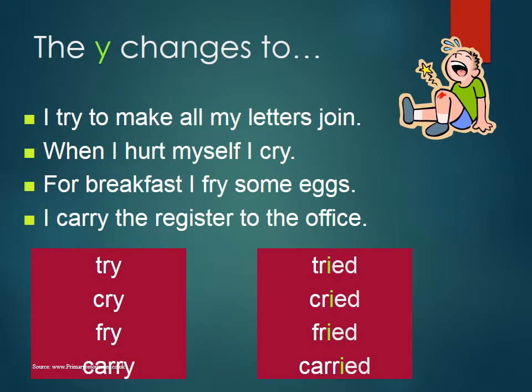So hopefully you got this, where the Y changes to an I basically. So in this first sentence where it says I tried to make all my letters join, there's the verb, but then when we want to put it in the past tense, we actually have to change the Y to an I and add ed. Okay, so drop the Y, add the I, and then add ed.